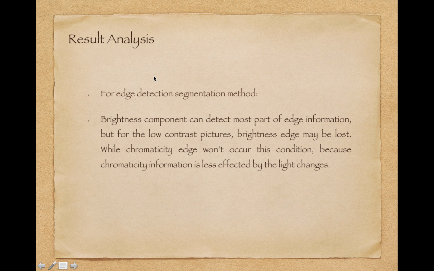For result analysis, for the edge detection method, the brightness component can detect most of the edge information, but for low contrast pictures, brightness edges may be lost. While chromaticity edges won't meet this condition, because chromaticity information is less affected by light changes.